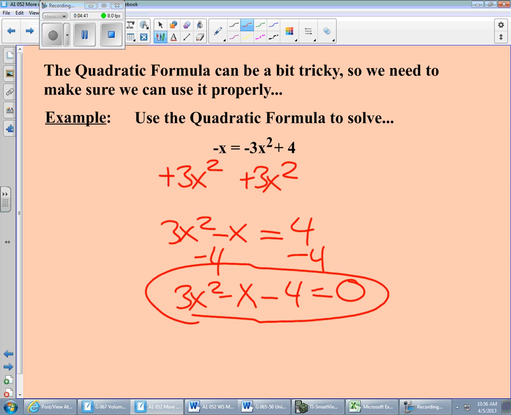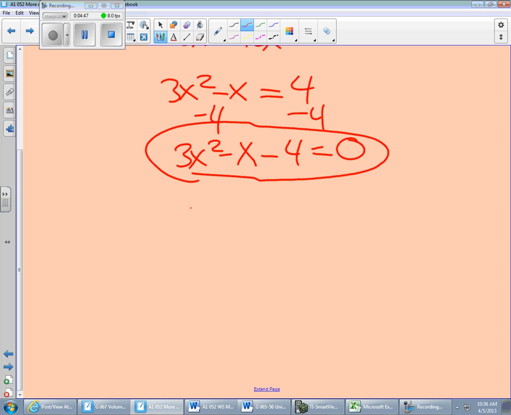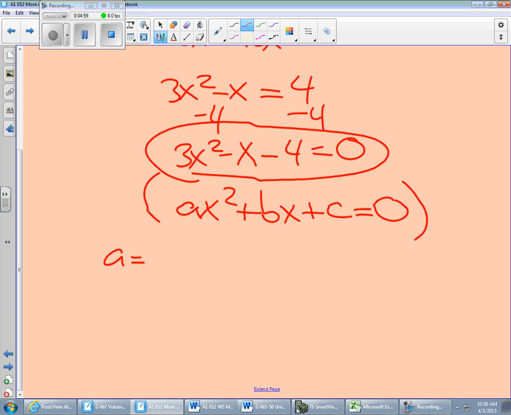Identify what A equals, what B equals, and what C equals. And remember, this is ax squared plus bx plus c equals 0. That's the format for the equation. So let's see, A equals something, B equals something, C equals something. Well, what's what? What does A equal?